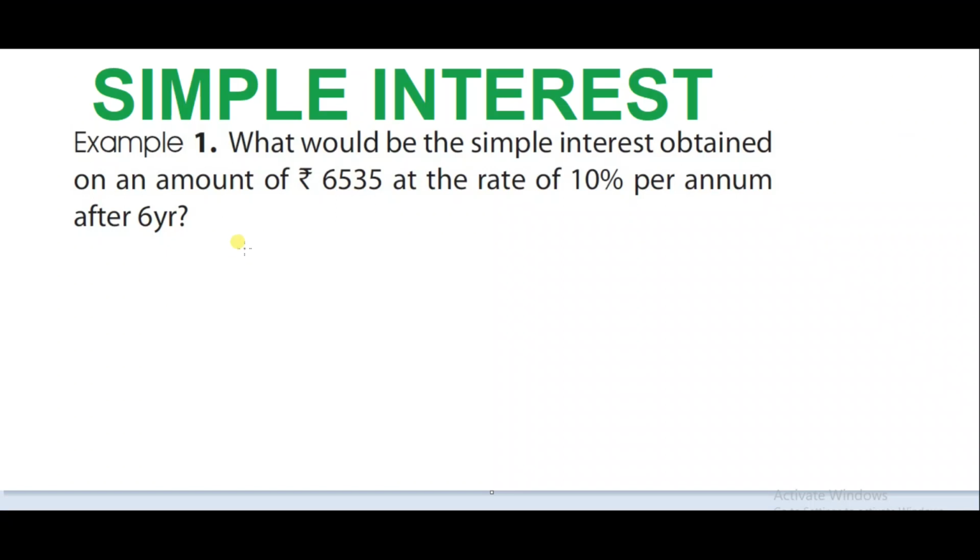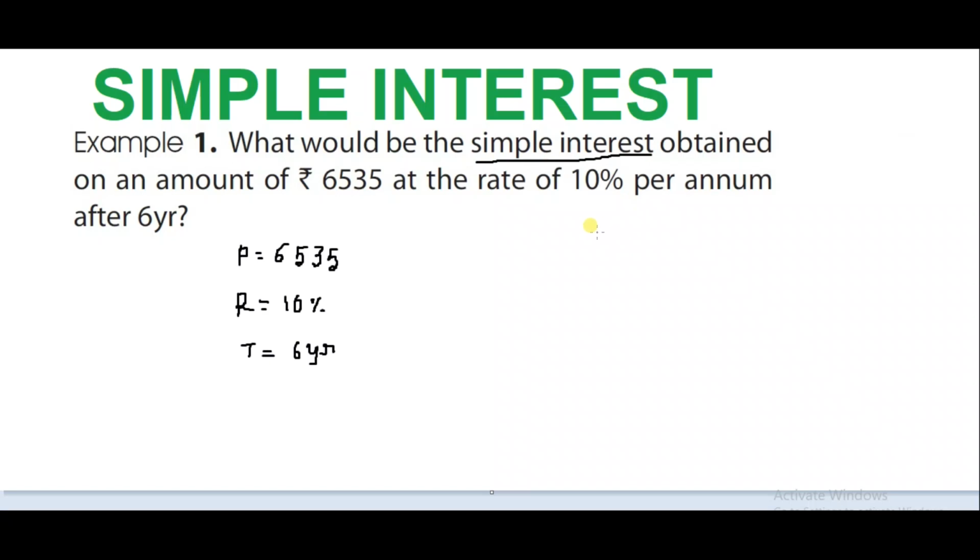First, given principal amount. Principal amount P equal to 6,535 rupees. Next, rate of interest. Rate of interest R equal to 10%. Next, time T equal to 6 years. We need to find out what would be the simple interest.